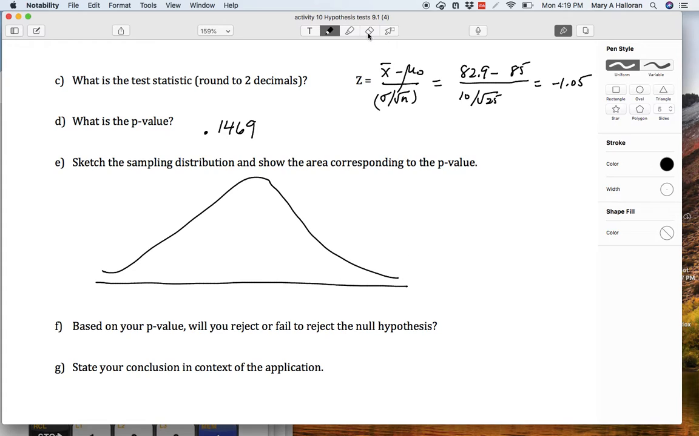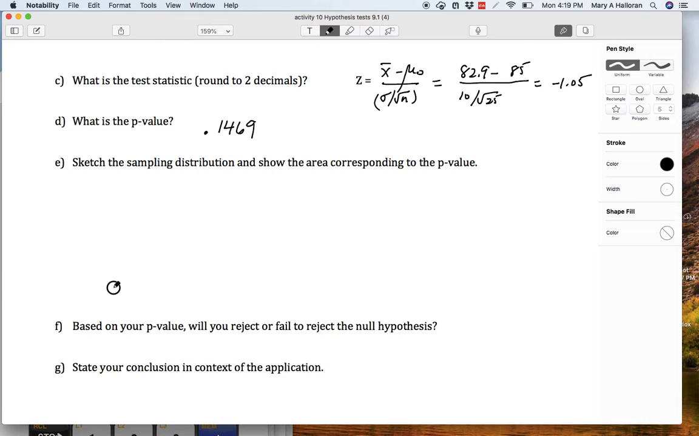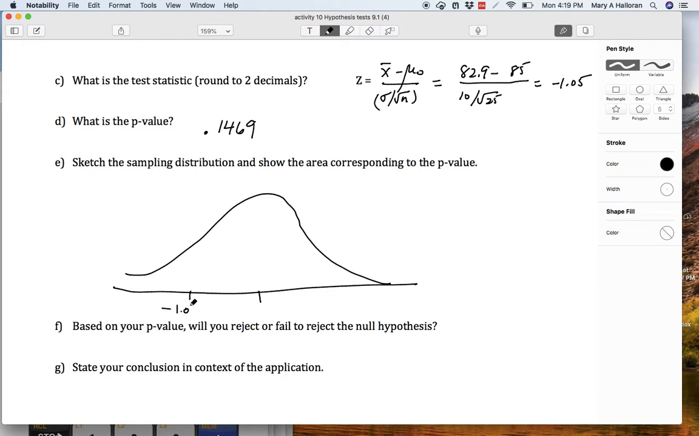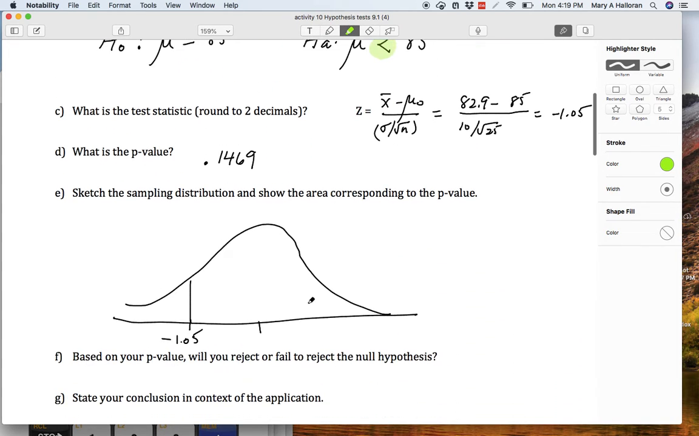Oh, my picture. Let me see if I can do a better picture than that. So this is my normal curve. My test statistic is minus 1.05. And since my alternative hypothesis is less than, I want to shade the left tail. So that's the probability we found. And this particular probability is 0.1469.